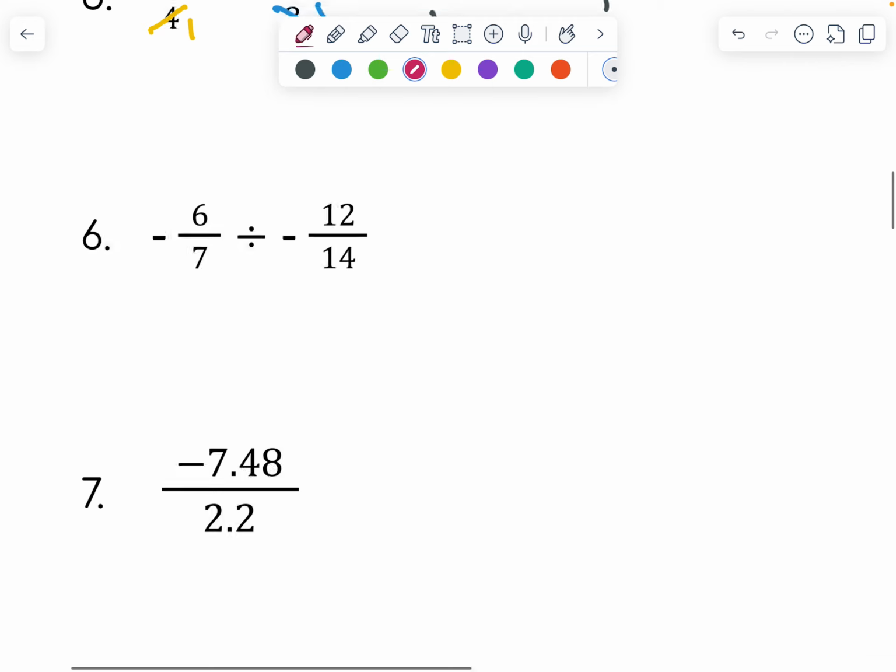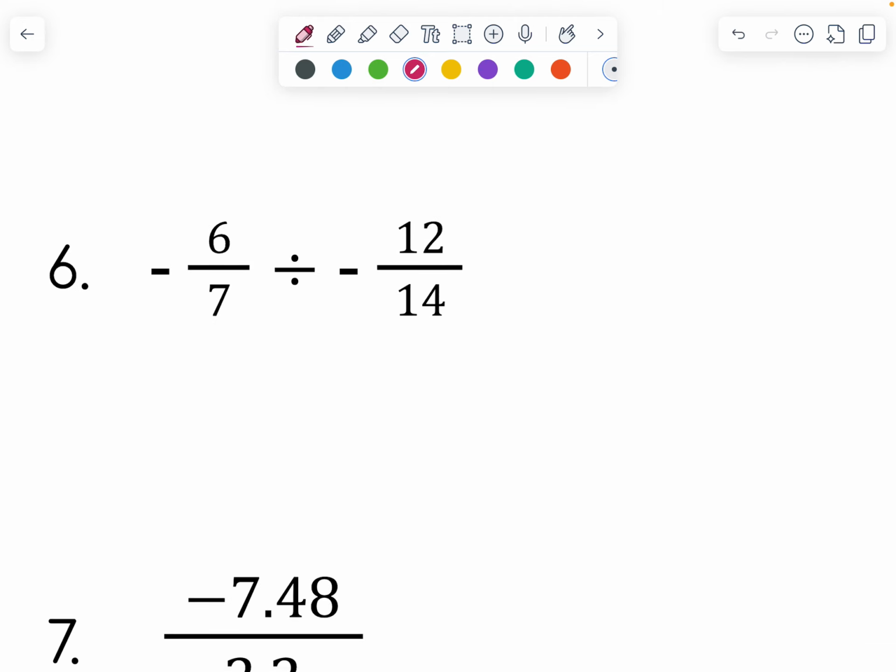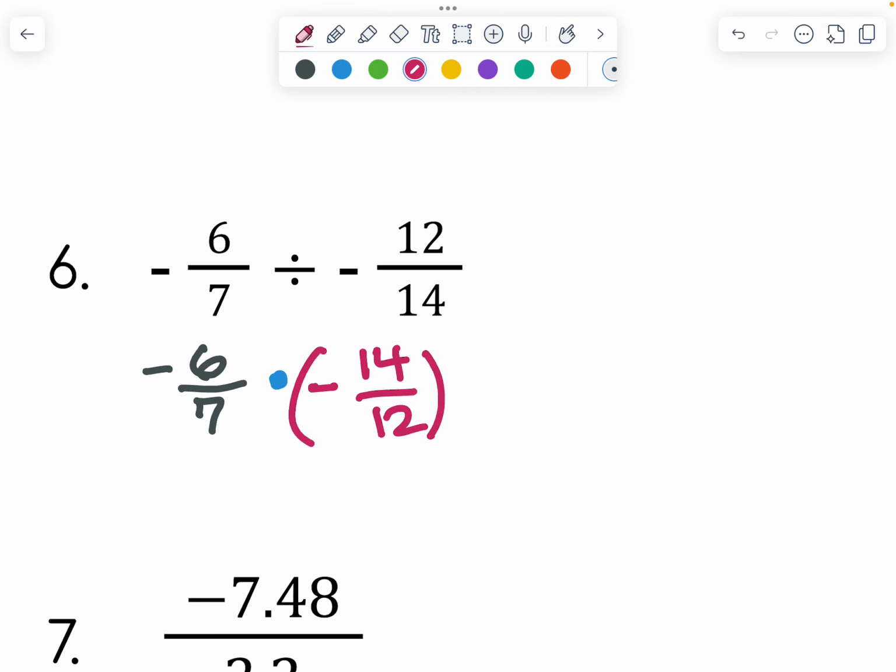Number 6. When we divide fractions, we're going to keep the first fraction the same. We're going to change the problem to multiplication. And then we're going to do the reciprocal of the second fraction, which is a negative 14 over 12. I like to put parentheses around my negatives, but that's up to you.